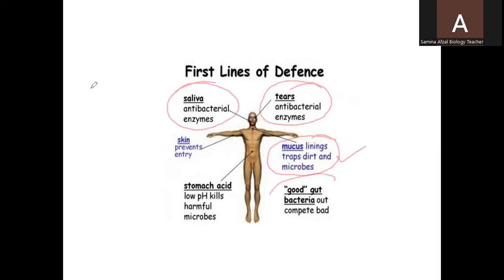And good gut bacteria outcompete bad. The good gut bacteria are those bacteria which are present in our stomach and skin. They prevent the entry of different types of microorganisms. And stomach acid is also there, which helps to kill the bacteria or harmful infectious pathogens when they try to enter our body. So these are the first lines of defense of our body, which help us defend against different types of diseases or infections.